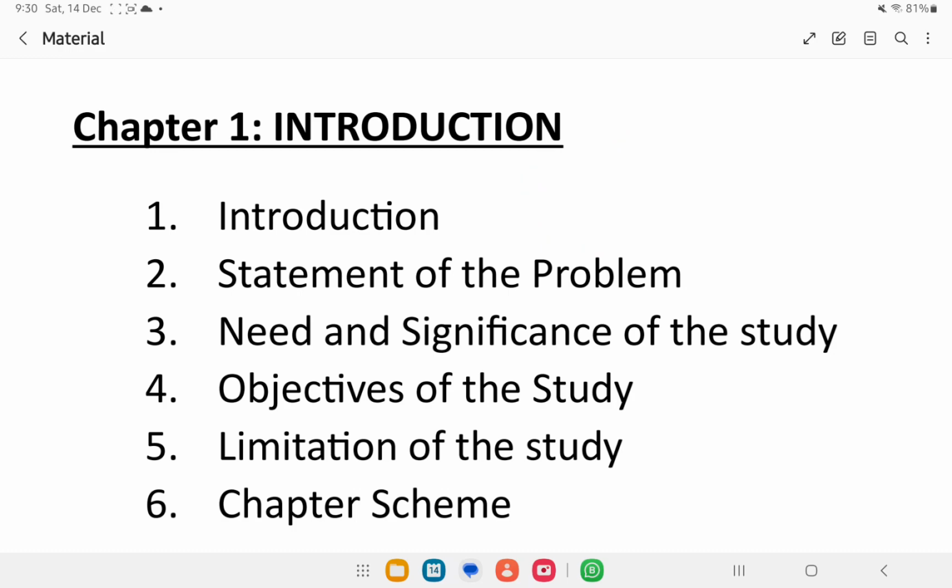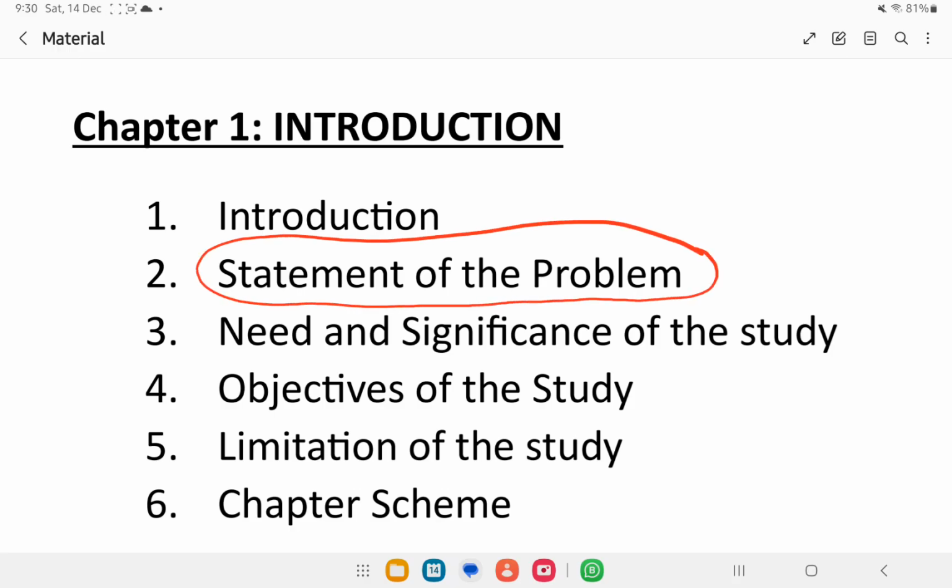And the second part of the introduction chapter is the statement of the problem. The statement of the problem should state the basic problem that you are trying to address through your study. It can be anything. You should be creative enough to state this.